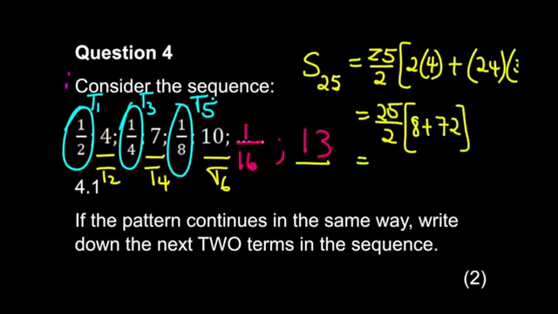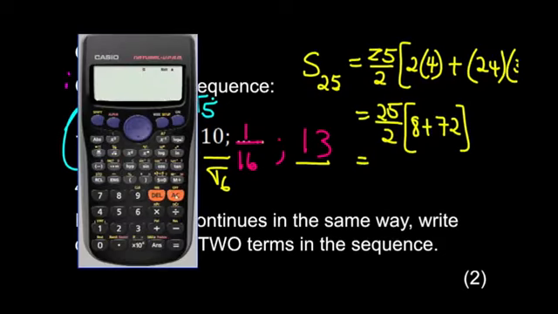So that's in total 25 divided by 2 times 80. And that would give us, oh dear, we got in 2 times there. Okay, 25 divided by 2 times 80, to be 1,000.